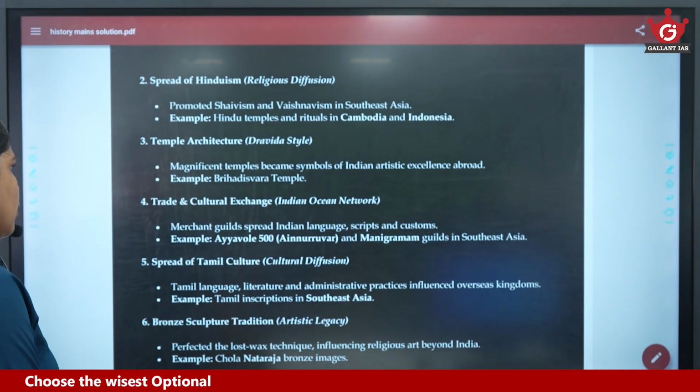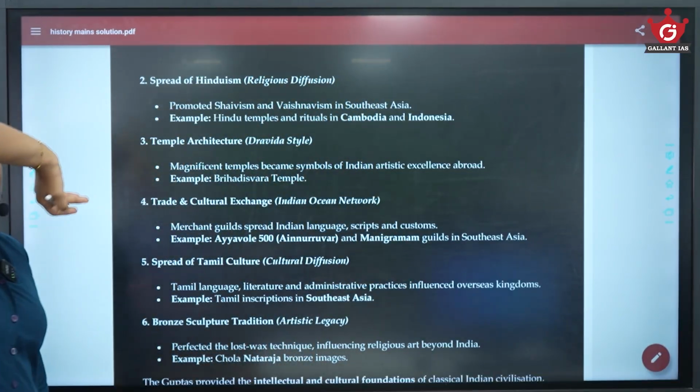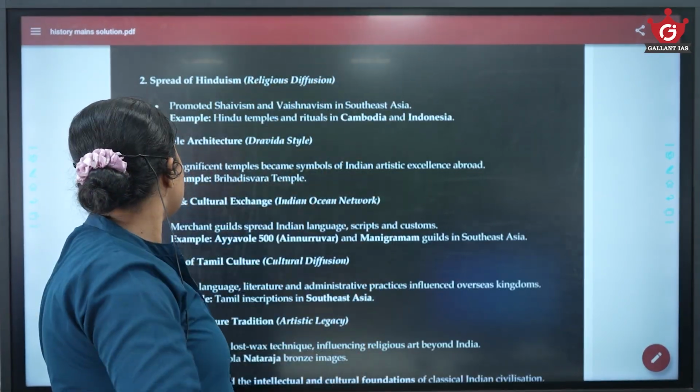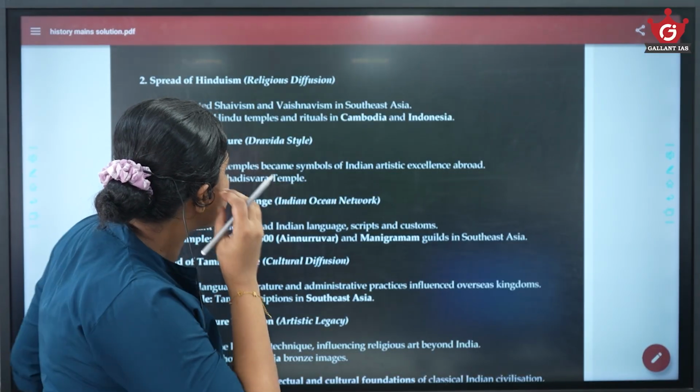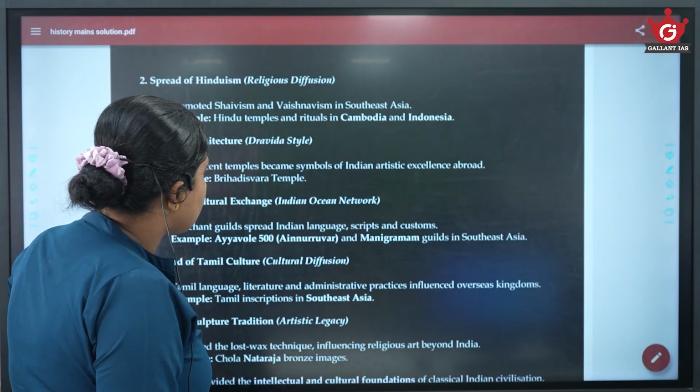Next is temple architecture. Whatever the Guptas had started in temple architecture, the Cholas now took to the highest point. You can talk about the magnificent temples which became the symbols of Indian artistic excellence. You can talk about Brihadishwara temple.